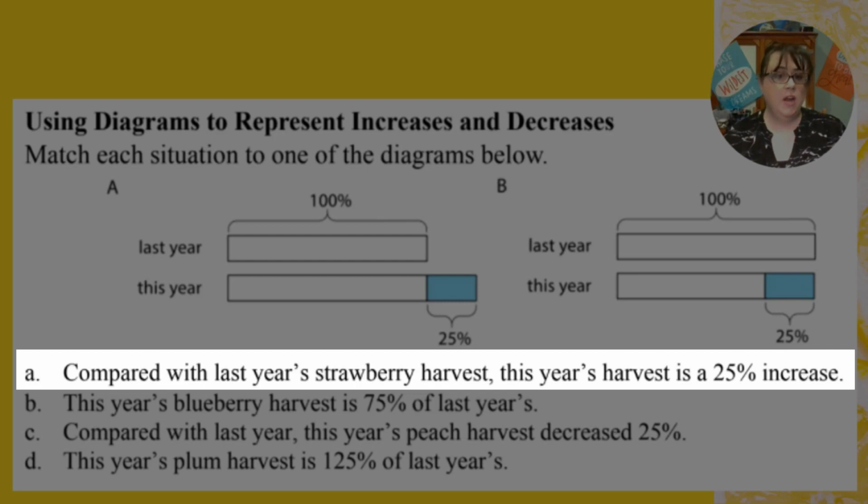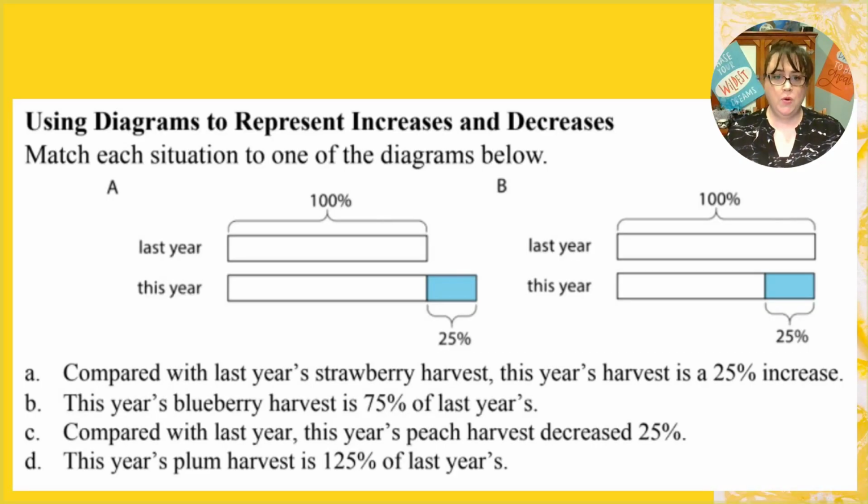Lowercase a: compared with last year's strawberry harvest, this year's harvest will have a 25% increase. That means we're going to start with 100% and now we're going to increase it by 25%. So it has to be more. That means this would go with uppercase A, because this shows this year is more, because it extends past the initial 100%. See how this extends past that initial 100%? It's going to increase.